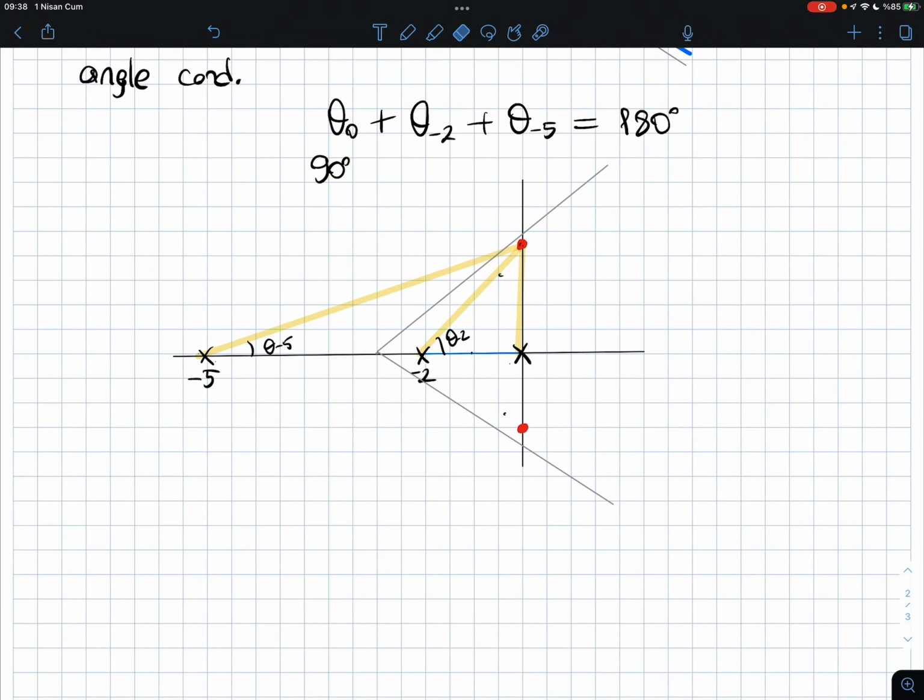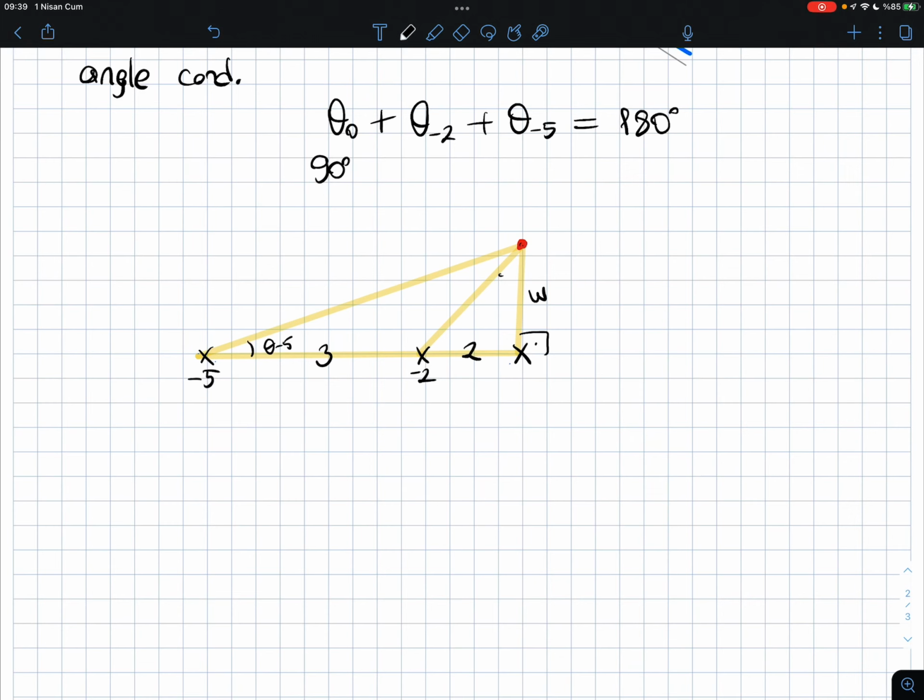Let me get rid of these. We don't also need that. So, and let's have this here. So this is 90 degrees, this is omega, this is 2, this is 3 here.